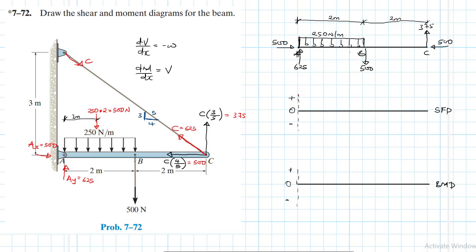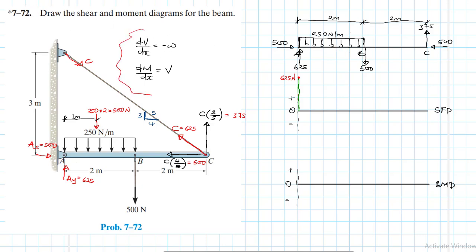So at A, we have shear over 625. Let me draw it like this, up to somewhere there. So this is 625 newtons, right? And then from A to B, we have this distributed force of 250 newtons per meter.